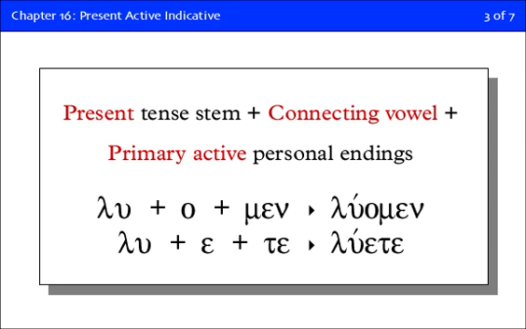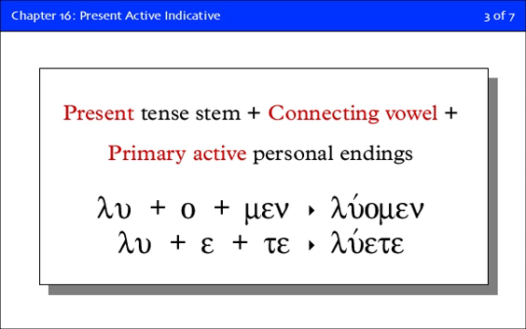How then does Greek form the present active indicative? Well, it's very simple. It's formed from three parts. And this kind of chart, by the way, is key to understanding every chapter. And every chapter has at least one of these charts. Sometimes they have more than one. But in the chart, I'm showing you how Greek puts that particular verbal construction together. And in order to form the present active indicative, you start with the present tense stem, you add a connecting vowel, and then you add primary active personal endings.